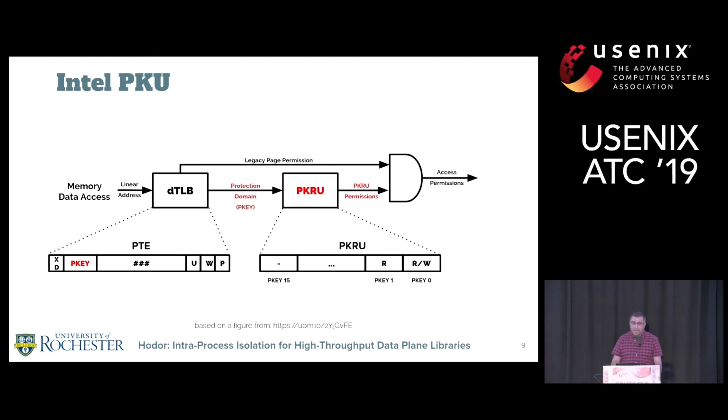This figure shows how PKRU affects the access permission of a page. On a memory access, we use the TLB, and the cache translation determines the legacy permission to the page. It also determines which protection domain this page belongs to using the PKey value. Then we use this PKey value to look up into the PKRU register to determine PKRU permissions for that domain. Then the final access right is going to be the intersection of legacy and PKRU permission.